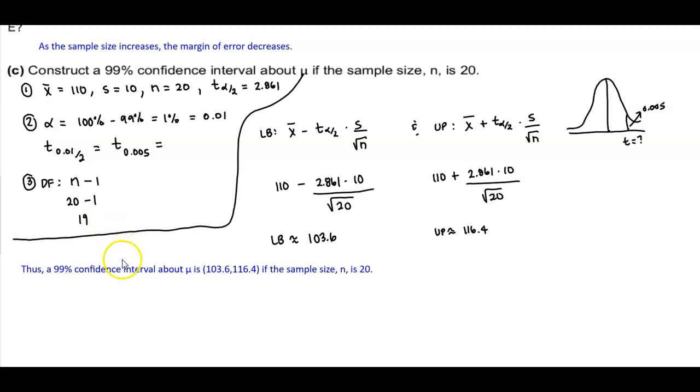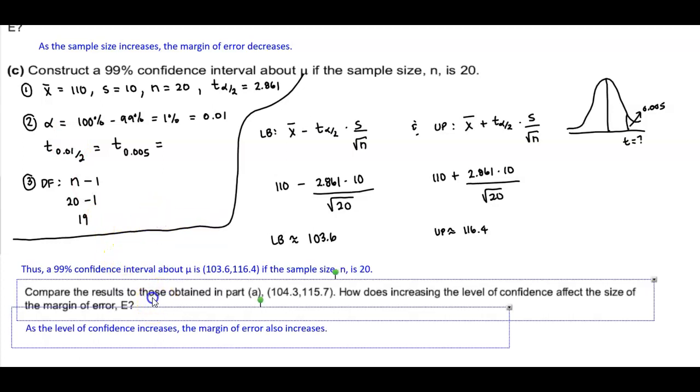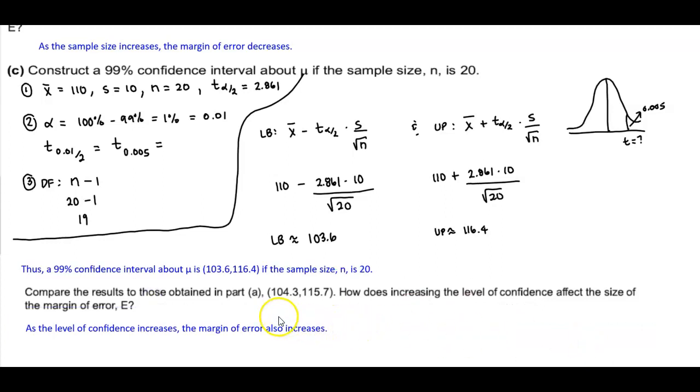Okay, similar to the last part in part B, we wanted to compare these results to those obtained in part A. How does increasing the level of confidence affect the size of the margin of error? Well, again, as the level of confidence increases, the margin of error also increases.